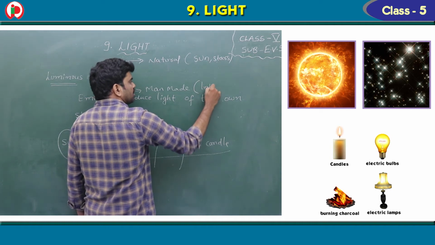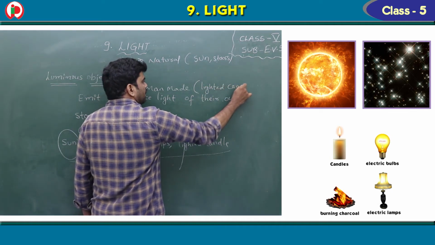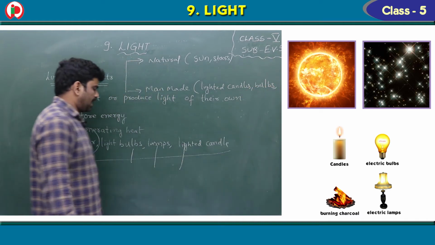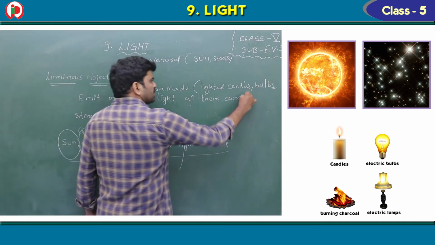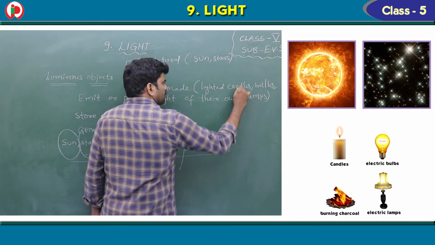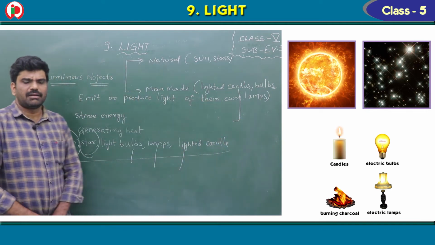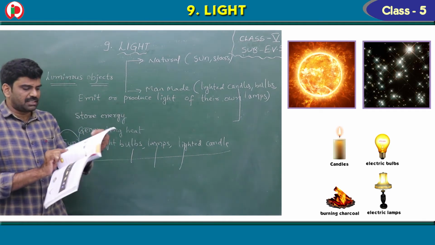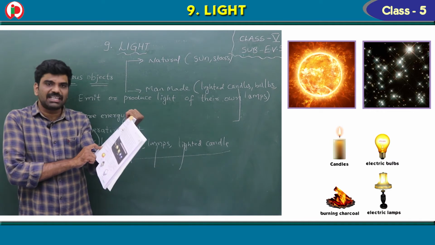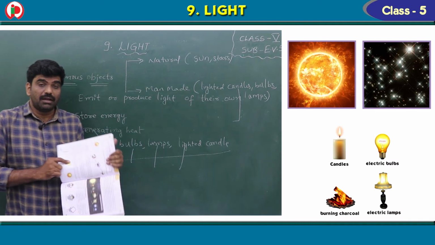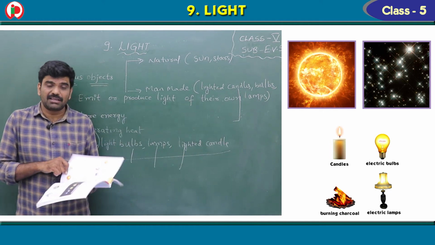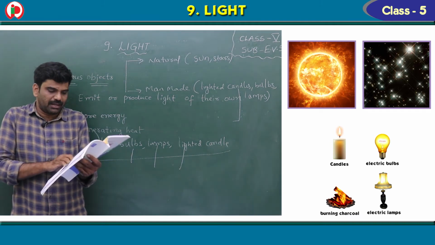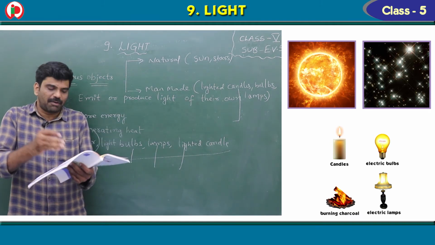Lighted candles, bulbs, and lamps, all these are man-made. Why? Because these are made by man. Now you can see candle, electric bulb, burning charcoal. What do you mean by burning charcoal? See children, in olden days charcoal was burned, and there were charcoal stoves also. They used to cook with the help of charcoal.